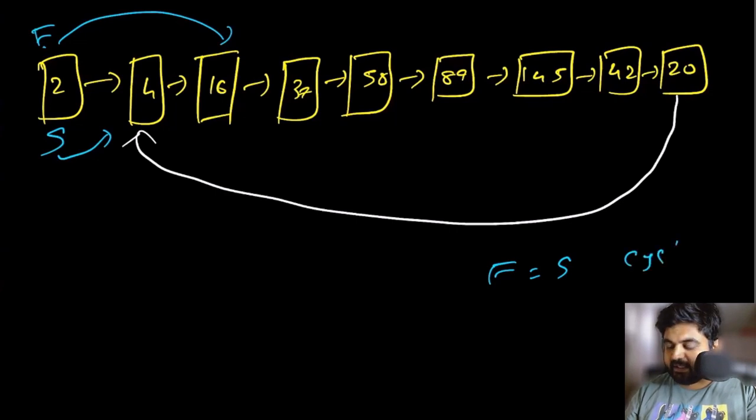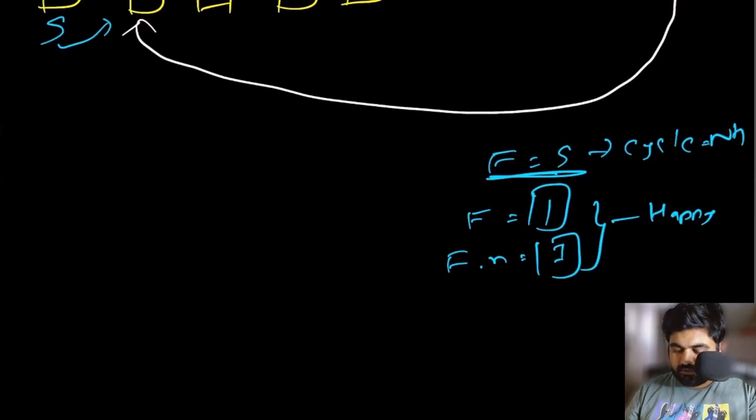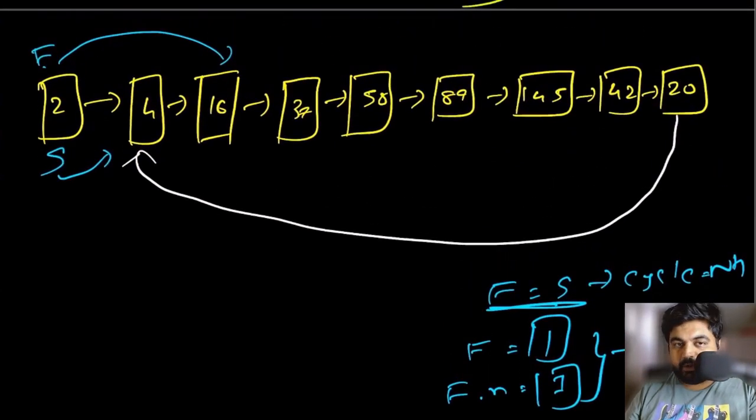If that is not the case, and somehow we found that the fast pointer ends up at position number 1, or fast dot next position is also 1, if either of these two cases, then the number is happy. If that is not the case, and if fast is equal to slow, then cycle is detected, which means the number is not happy. And this is what we need to prove. So let's just see a demo of fast and slow pointer in action.